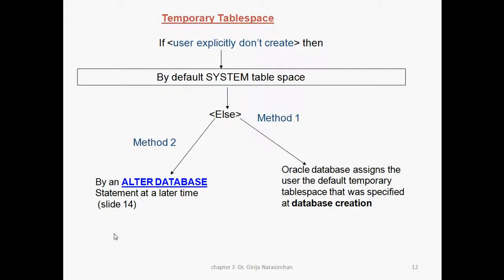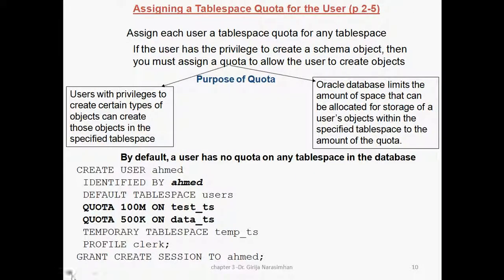So how many parts are over now? Create user is over, default tablespace is over, quota is over, temporary tablespace is over. I'll just recap what you learned until now. Create user, username, identified by password, that we studied. If you don't mention the default tablespace line, by default it will take users. If you don't mention the temporary tablespace line, by default it will take temp.